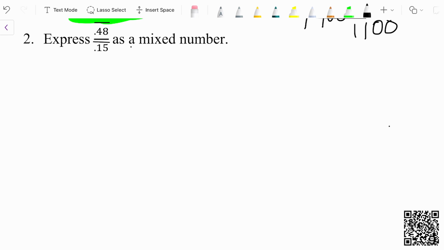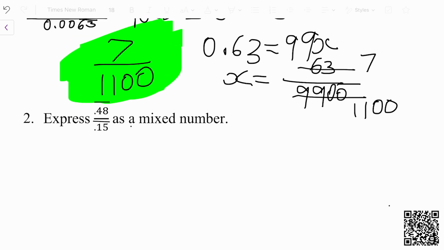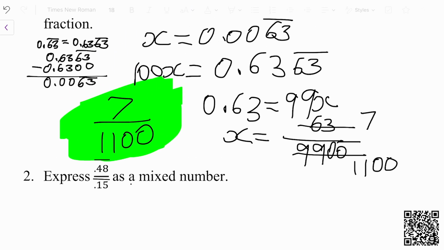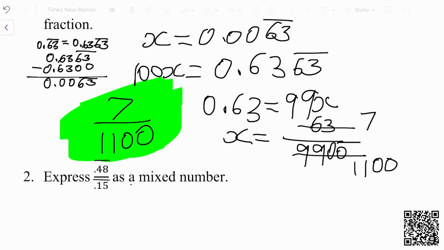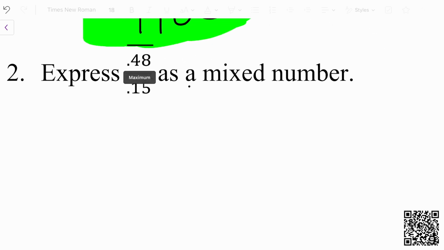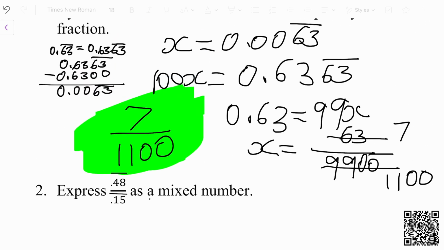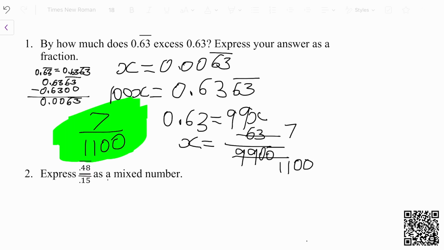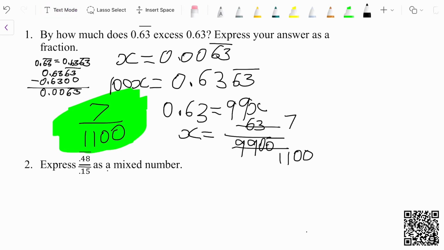0.48 with a bar over, divided by 0.15 with a bar over, as a mixed number. So like I said in an earlier video, when you have a number with a two-digit repeating decimal, if you're fluent enough with it, you can skip these steps because it basically works the same way, except these numbers don't have any zeros in front of them, so you don't really need to go through the process of making it a decimal. You can keep it a whole number, basically what I'm saying is.